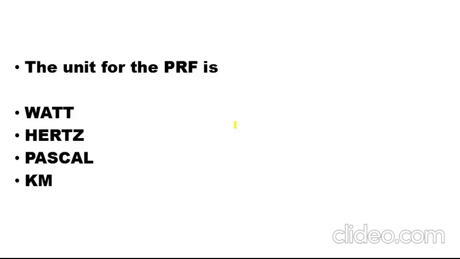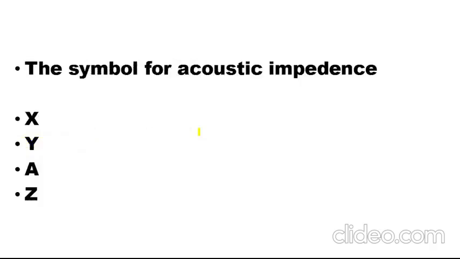Okay, we have next MCQ. The unit for the PRF, pulse repetition frequency, is option A watt, option B hertz, option C Pascal, option D kilometer. So the correct answer is hertz. It is also the unit of frequency. Watt unit है power का और pressure का unit है Pascal.